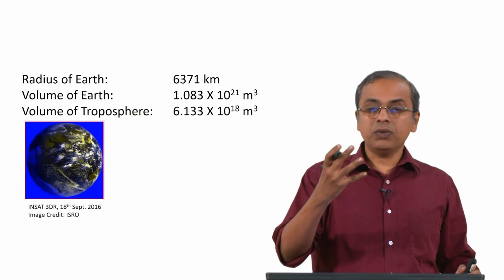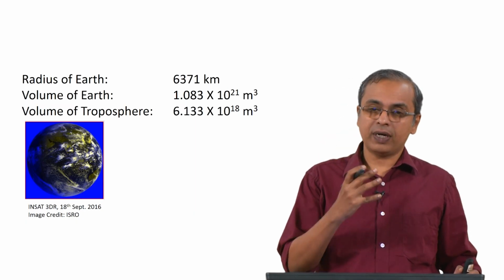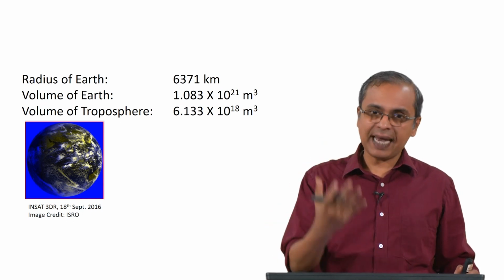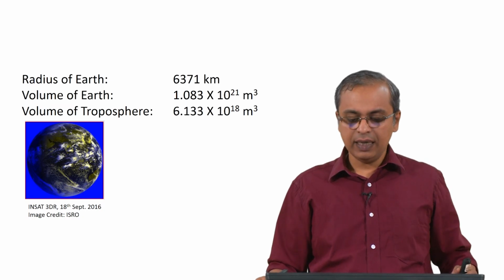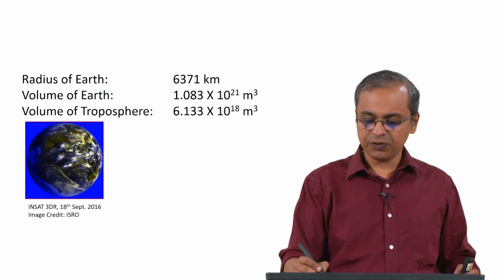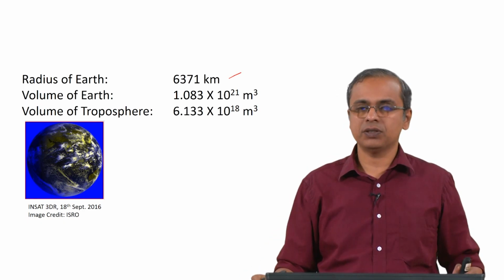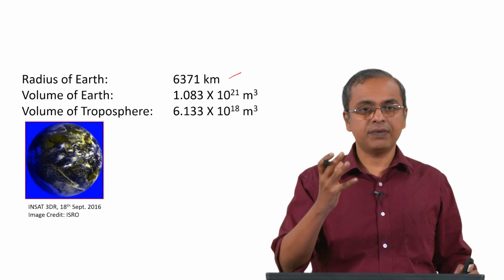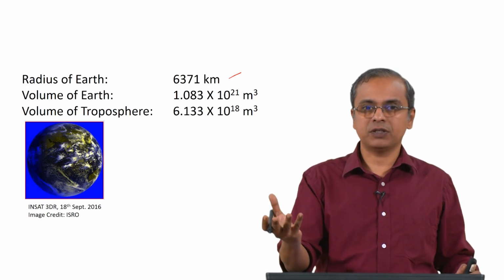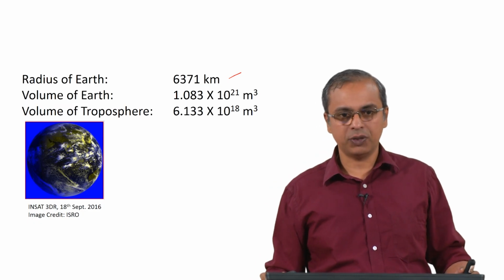Now that we have said we are going to work with the troposphere, let us estimate the volume of the gas held in the troposphere. To do that, let us look at a few simple numbers. We have the radius of the Earth, which is 6,371 kilometers. Again, some approximations have to be made. The Earth is not a perfect sphere, but for the purpose of this calculation we will assume it is. These approximations are reasonable and absolutely fine.